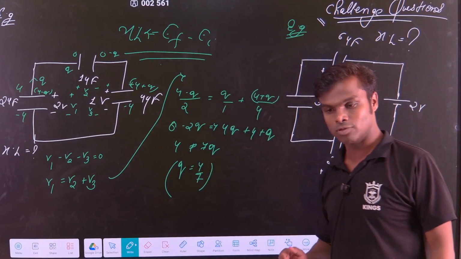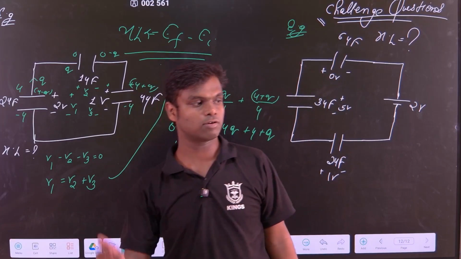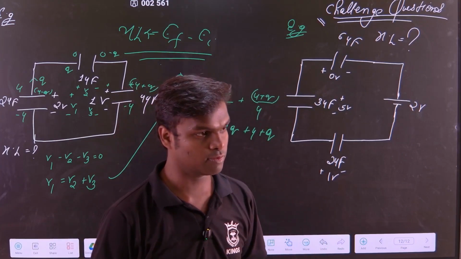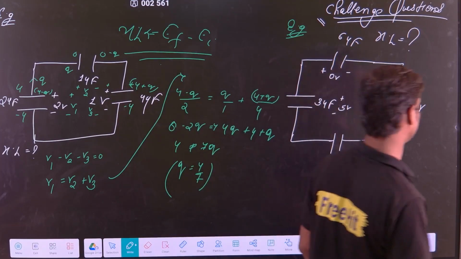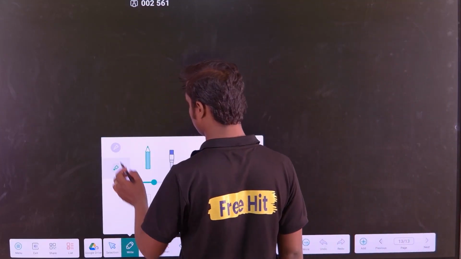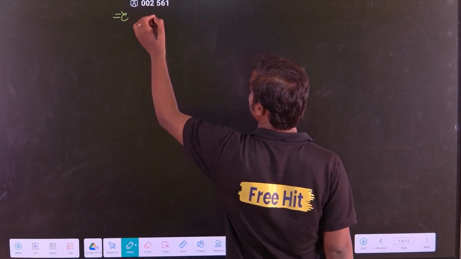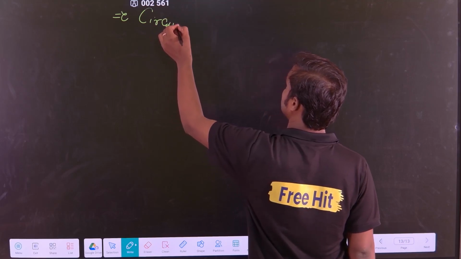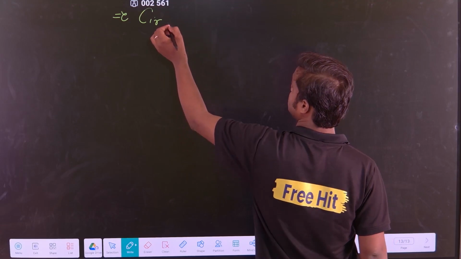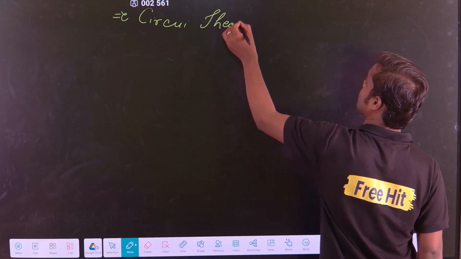In the last class I told you to revise all the circuit theory which we have done in current and electricity, because we are going to use that in capacitance also. We are not going to read everything we completed in current and electricity, because there is no meaning in reading the same thing multiple times. Okay, the next topic we are going to see is circuit theory.